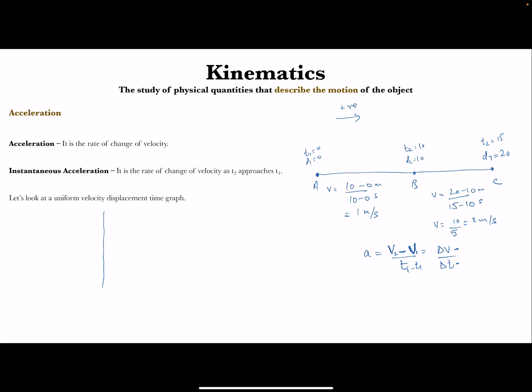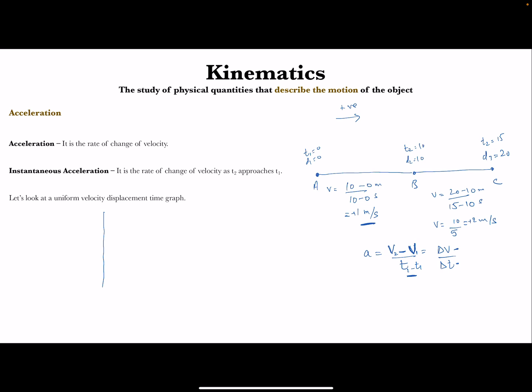It can either be positive or negative, right? In this case, the acceleration was positive. Why? Because between A to B, my velocity was plus 1 meter per second. Between B to C, my velocity was plus 2 meters per second. And so if I subtract the two velocities, the time subtraction is always going to be positive because T2 is always higher than T1. But V2 minus V1 in this case is positive, and so the acceleration is positive.